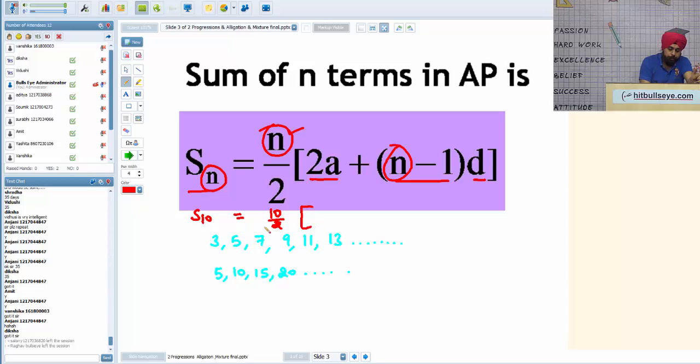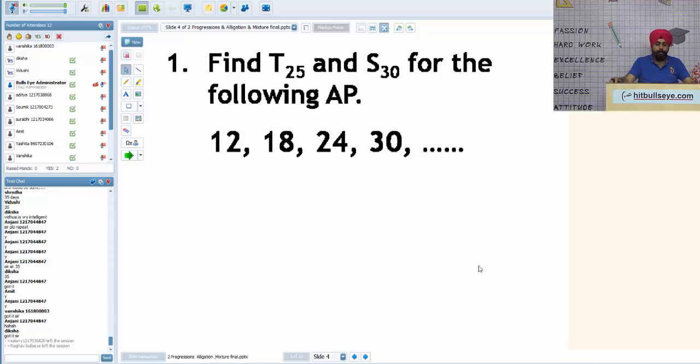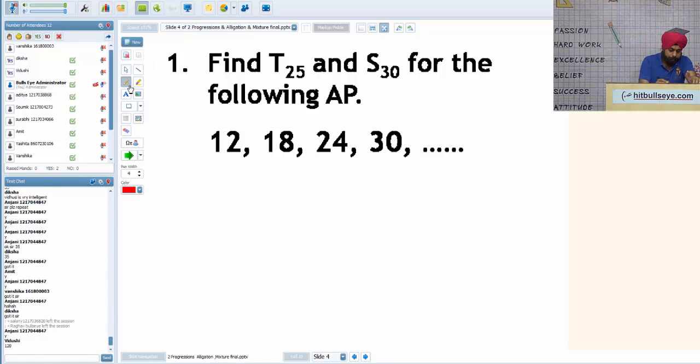What is a, the first term, in this case? It is 3, n is 10 here, and d you can calculate as 2 again. Right, students? I hope you are clear. So answer this question, please. You have to find T25 and S30.